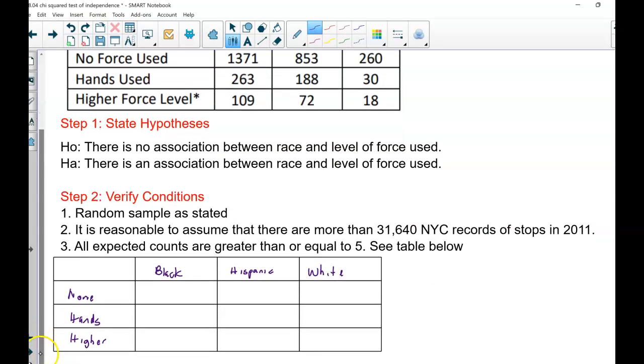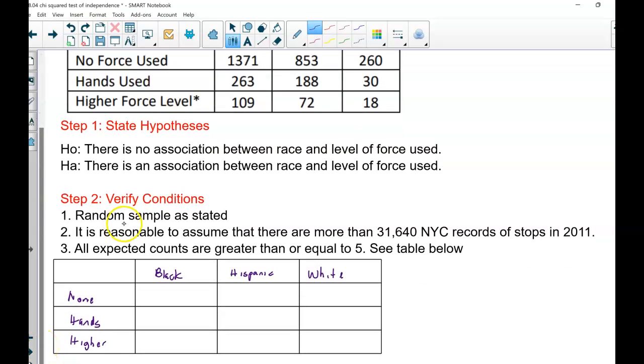So there are three conditions. The first condition is random sample as stated. Notice we only have one random sample as opposed to yesterday's lesson with the chi-square test of homogeneity where we had separate independent random samples.